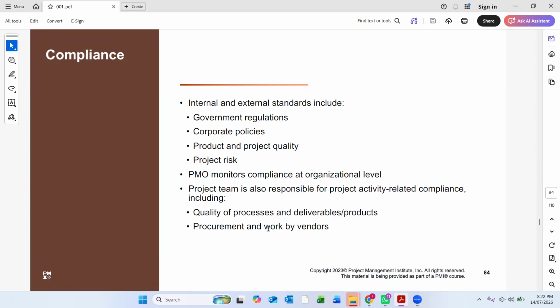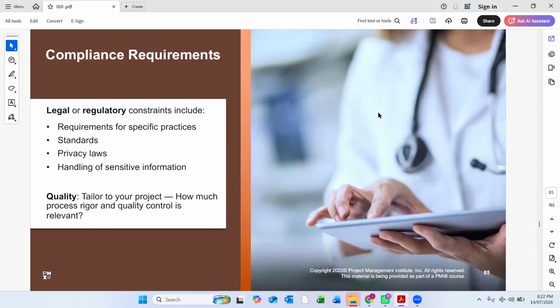You see here procurement and work by vendors. So the material should be procured from those approved vendors. Compliance requirements. So the requirement is legal or regulatory. Constraints should also be there, like requirement for specific practices, standards, privacy laws, or handling of sensitive information. That is also compliance requirements.